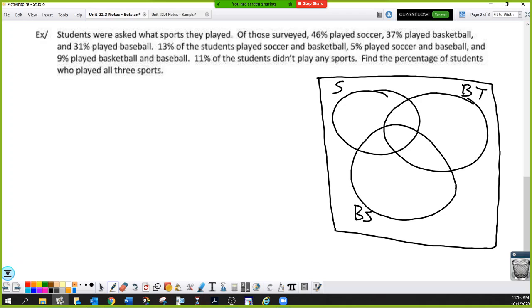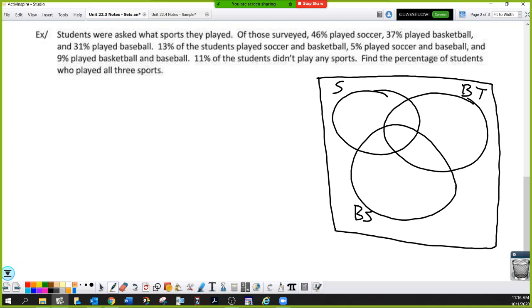Well, I know what belongs in each of those big circles. Total, 13% of the students play soccer and basketball. That's going to give me that iris-shaped thing in the top middle. 5% play soccer and baseball, that's my bottom left iris. And 9% play basketball and baseball, my bottom right iris. 11% don't play any sports.